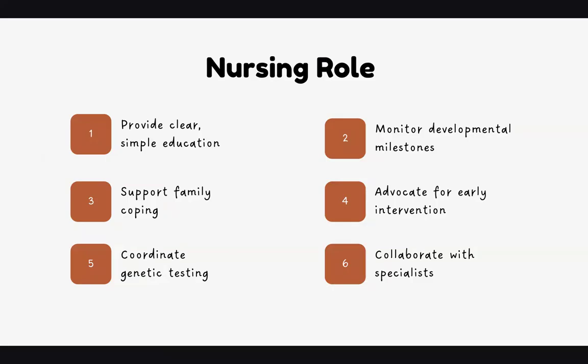Also, we're going to support the family coping. It can be very, very stressful to hear that your child has a disorder like this, because unfortunately some of them can shorten lifespans, depending on the genetic disorder. And that could be horrifying to hear. So supporting them is important. Coordinating any genetic testing is also going to be important. Monitoring for developmental milestones is important. Advocating for early intervention, as well as helping to collaborate with some specialists.